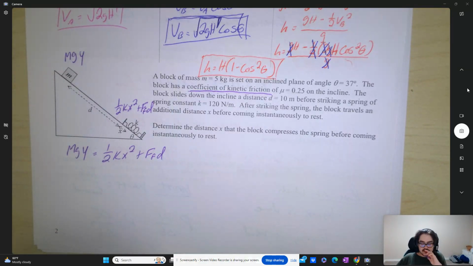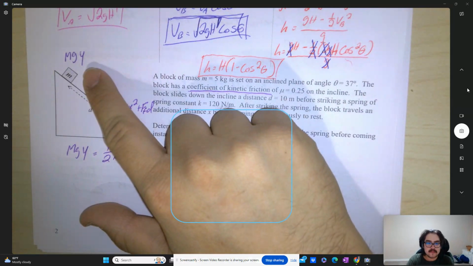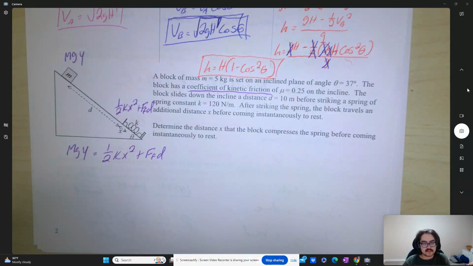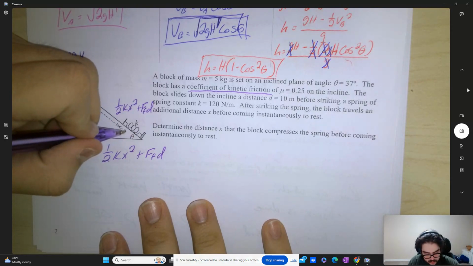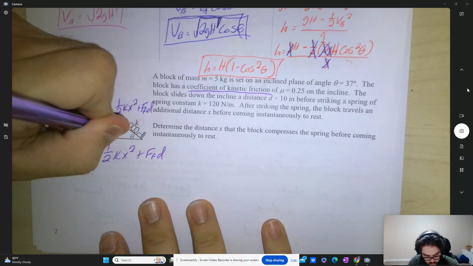Now, here's the thing. I actually do have to make some substitutions here to put it more in terms of the problem. So what's y here? The distance y, we're going to consider the lowest point the block goes to be the 0 level. So really what we're trying to do is get here.